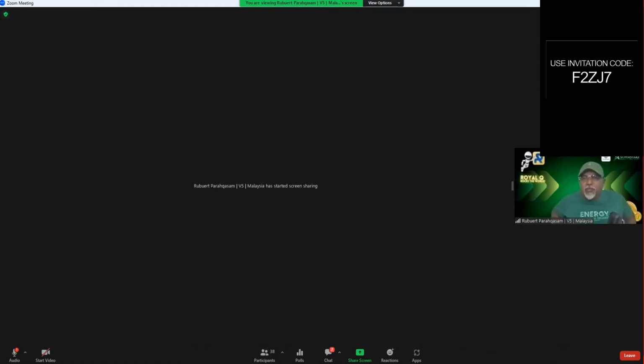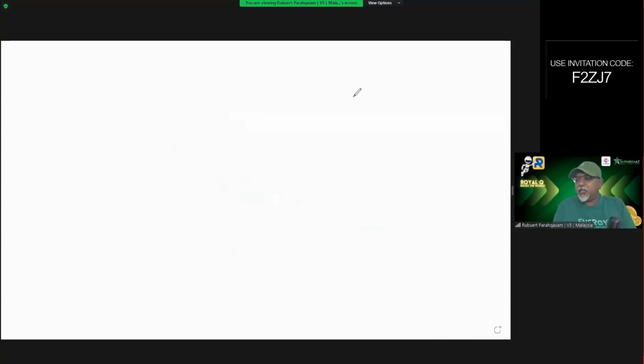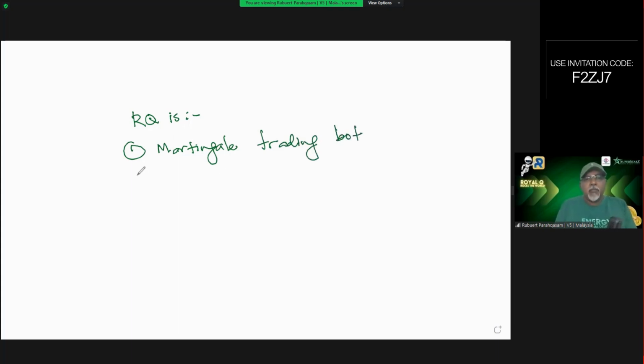Let me just clear this. I want you guys to understand this. What kind of robot is RoyalQ? Number 1, it's a martingale trading bot, and we are going to look at what martingale is in a short while. It trades using the martingale trading strategy. Number 2, it is also a grid bot.